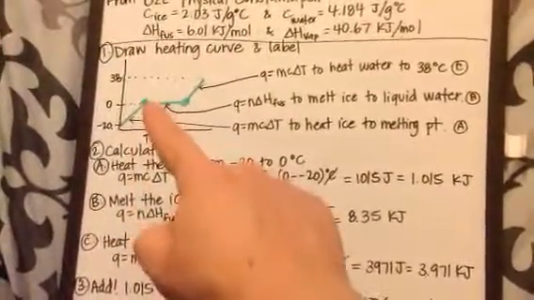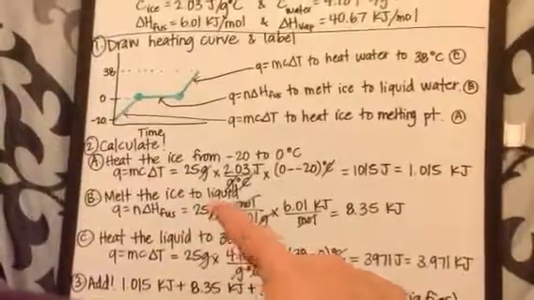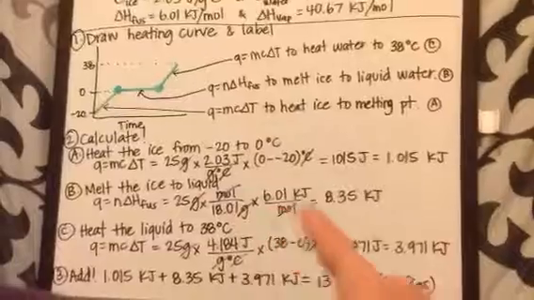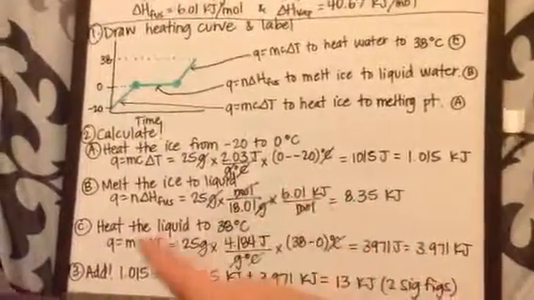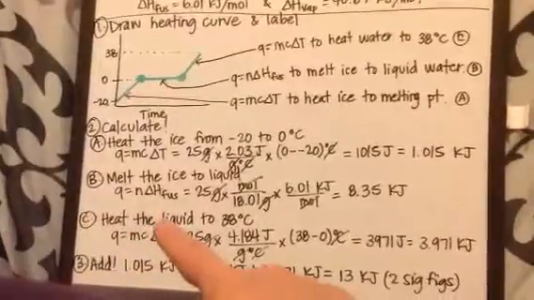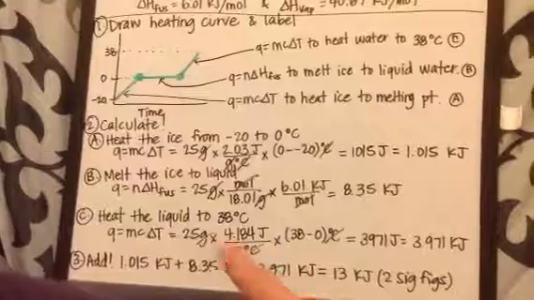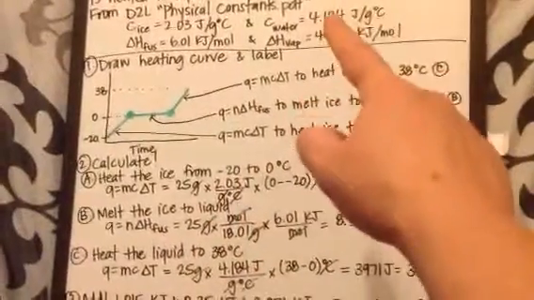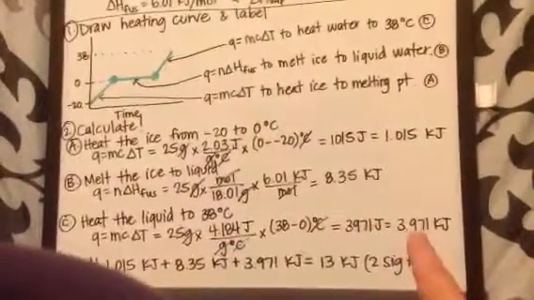Now we're going to melt that ice, so that's where we use heat of fusion. So 25 grams, convert it to moles, use the heat of fusion from my data table. There's my number of kilojoules required to melt the ice. And now once my ice is melted to all liquid phase, we need to heat it up to 38. So another Q equals MC delta T, this time using the heat capacity of liquid water. So that's the 4.184. And so we come up with 3.971 kilojoules.